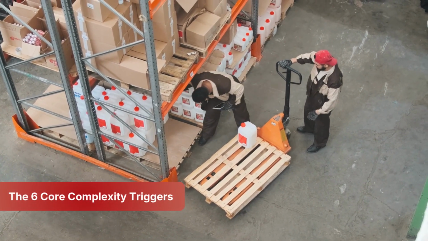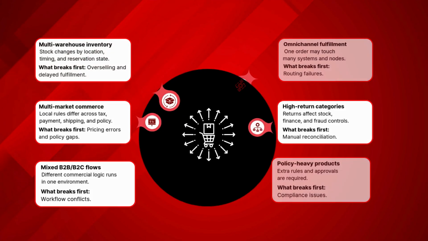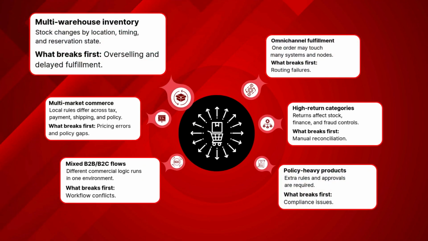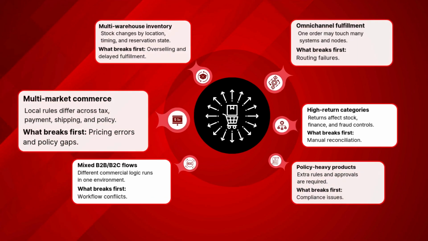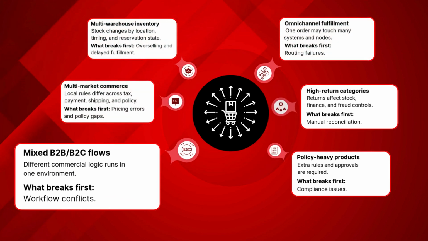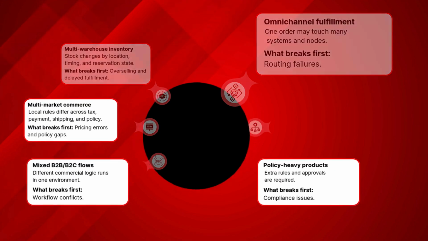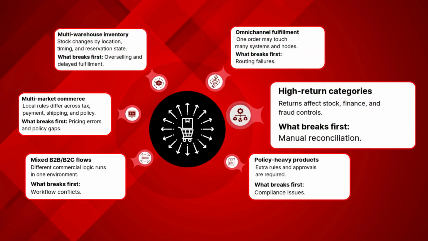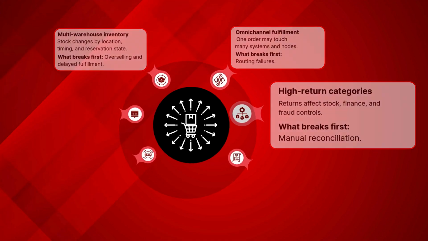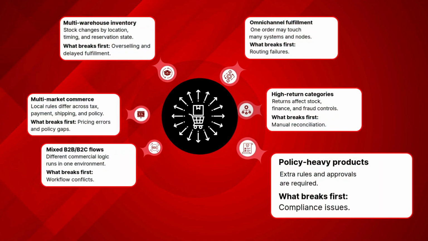This complexity triggers across 6 main areas: multi-warehouse inventory causing overselling, fragmented multi-market local rules, conflicting B2B and B2C commercial flows, omni-channel routing failures, high return categories requiring heavy manual reconciliation, and compliance risks in policy-heavy products.